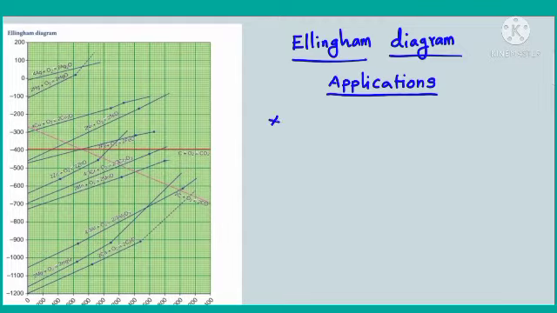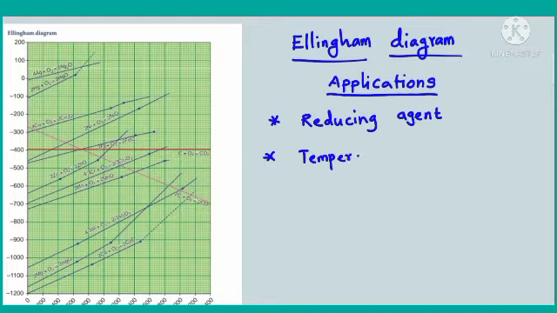But the two important applications of the Ellingham diagram: the first one is it helps us to select the reducing agent. Which one can be an effective reducing agent for reducing a particular metal oxide into metal? That is one thing. The other one is the appropriate temperature range which is required for reduction. At which range of temperature the reduction can be easily carried out. So these are the two important things which can be obtained from the Ellingham diagram.